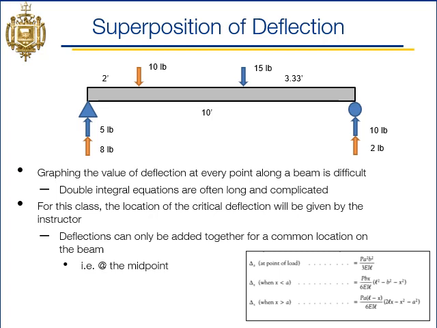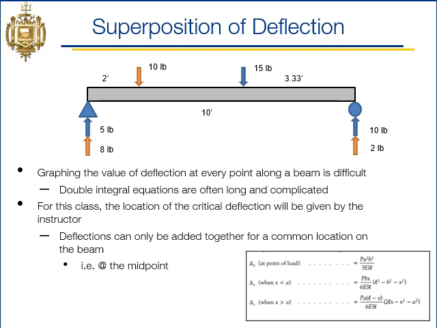All right, so superposition of deflection. This is probably one of the tougher things to do, because grabbing the value of deflection at every point is a pretty difficult task. So we have these double integral equations. They're long and complicated. We saw that on the last slide.